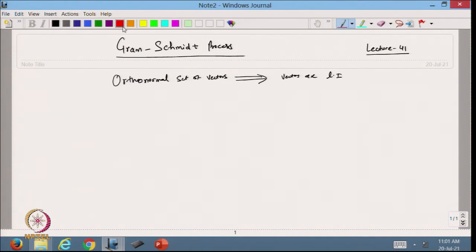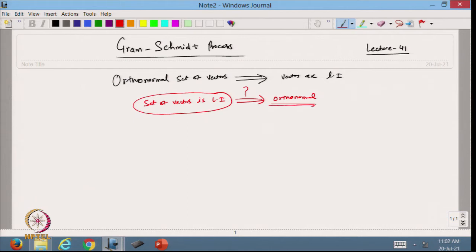Now, the question comes: what if the set of vectors is linearly independent, can we say that they are orthogonal or orthonormal? If we have a set of linearly independent vectors, can we make them orthonormal to each other? That is what we want to do. How we can make linearly independent vectors into an orthonormal basis is given by the Gram-Schmidt process. So, let us see what is going to be in the Gram-Schmidt process.